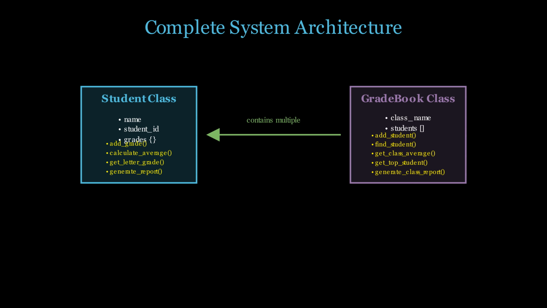The green arrow shows the relationship. Gradebook contains multiple Student objects. This is composition. Gradebook is composed of students. Let's look at what we've accomplished. These statistics show the scale and complexity of the system we built together. This is a substantial, real-world application.